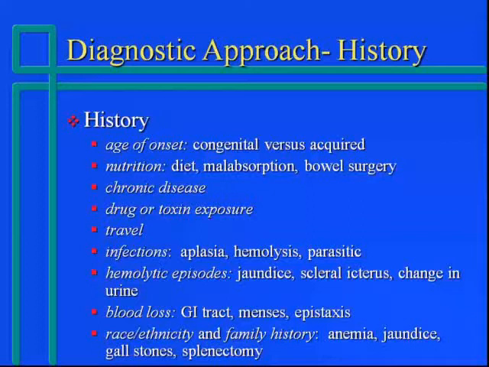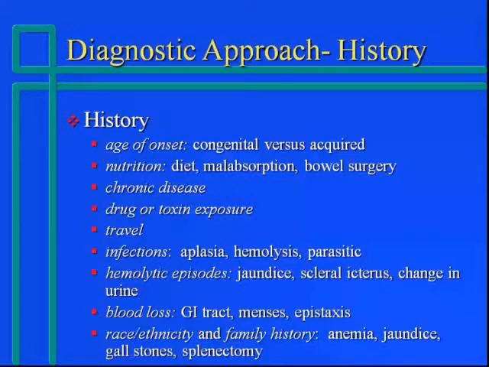Age of onset is very useful. Most of the congenital anemias present early in life, in infancy or in the first few years of life, versus an acquired condition when there's a documented previously normal hematocrit. That makes a congenital condition less likely. Nutrition is very important, what the child's diet is, whether there is a history to suggest malabsorption, and whether the patient has previously had bowel surgery with resection.